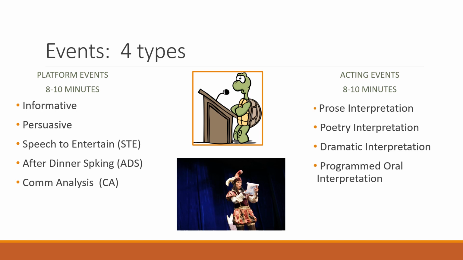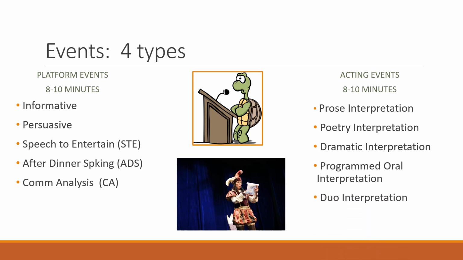The programmed oral interpretation one is, though, specifically there needs to be a nice balance between the two or three genres of literature, either prose and poetry, poetry and drama, or all three. It wouldn't be like one 30-second poem and then the rest a dramatic monologue. That would not be considered the POI in terms of what it's supposed to be.